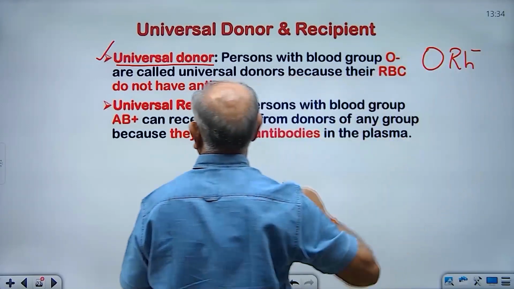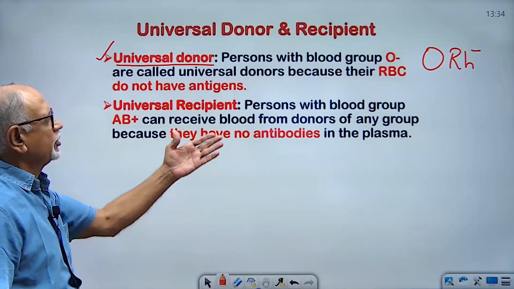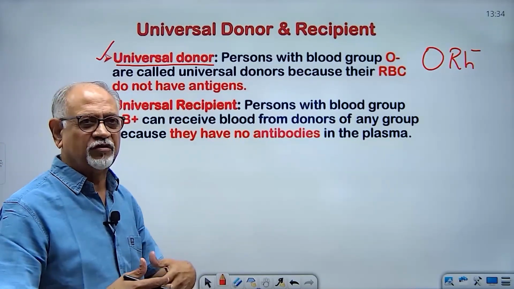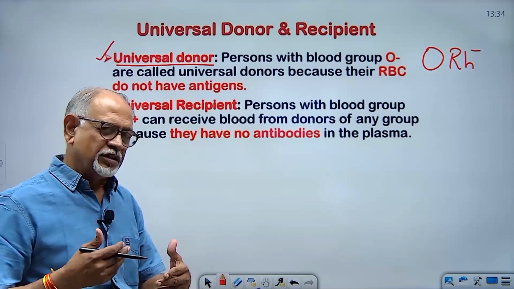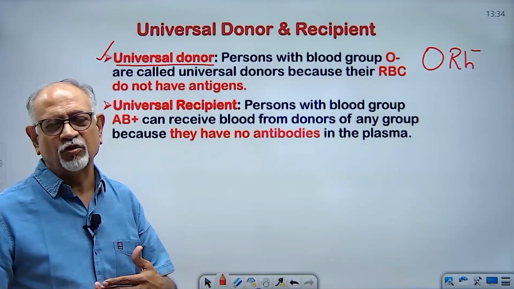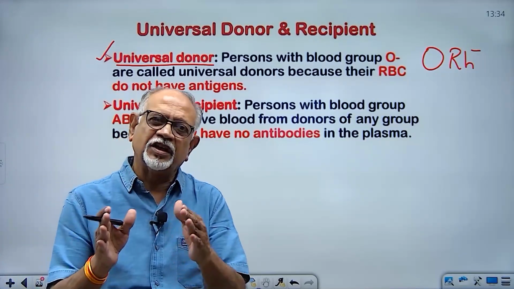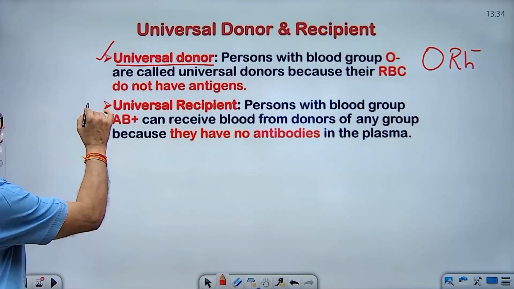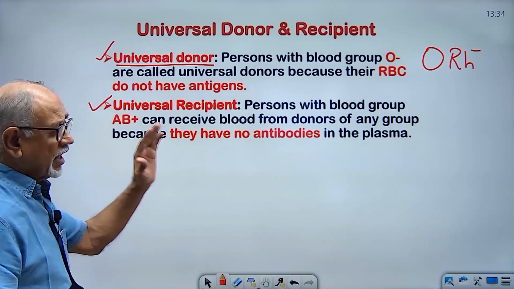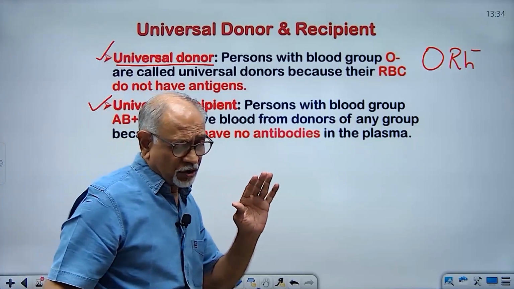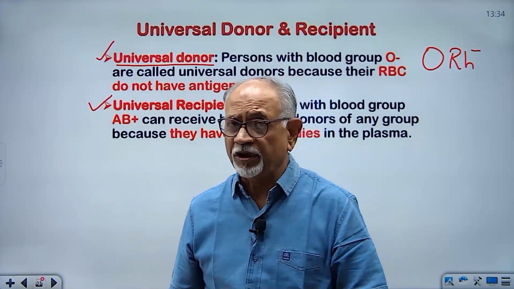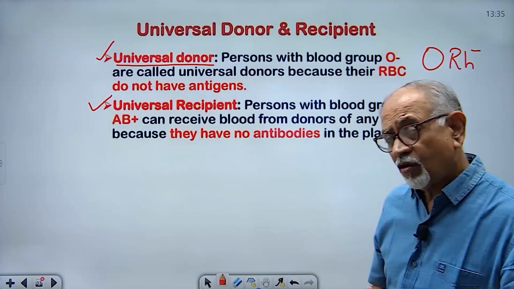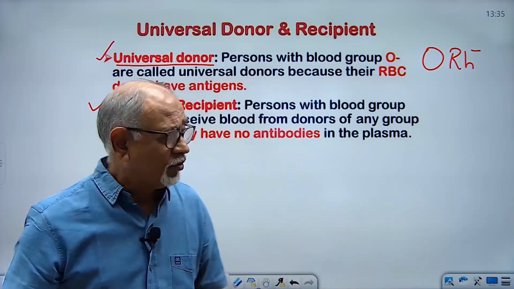O Rh negative is called universal donor because the RBCs do not have any antigen on them. So, it will not react with the antibodies of the ABO system when such a blood is transfused into a patient. Similarly, a universal recipient is one that does not contain any antibody in its blood, either for the ABO system or for the Rh system.